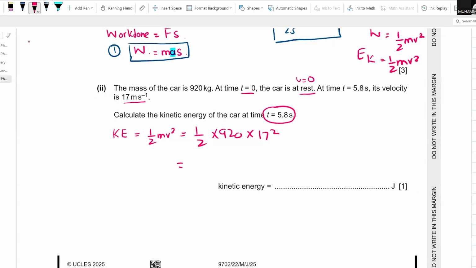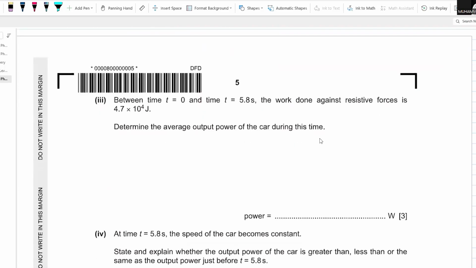Let's calculate it. 0.5 into 920 into 17 square. This comes out to be 1.3 into 10 raised to the power of 5 joules. This is your kinetic energy. If you don't want to write it in a standard form, that's also perfectly fine. It doesn't matter. Let's further move ahead.